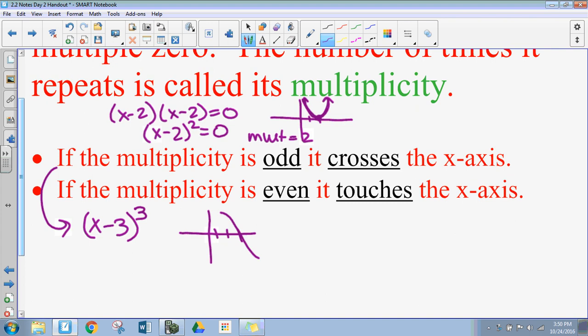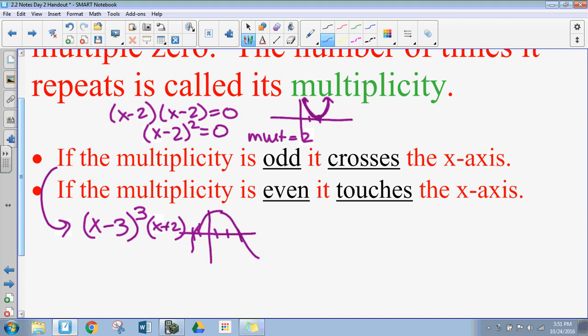Okay, so this may be x minus 3 squared and then x plus 2. And so then it might come back over here, and this would be a multiplicity of 1. It's not a multiple 0, so it's still an odd multiplicity. So it would come through and it would cross at that one as well. Okay, so it crosses at an odd multiplicity and touches at an even.